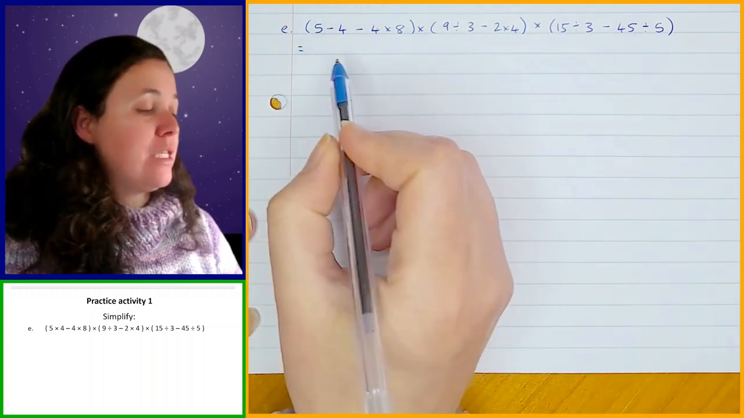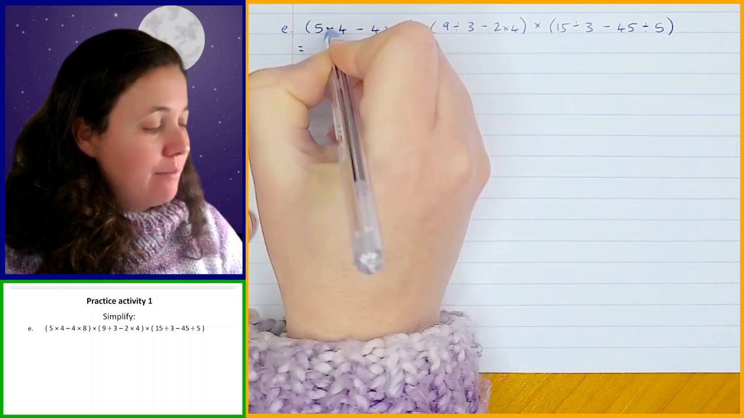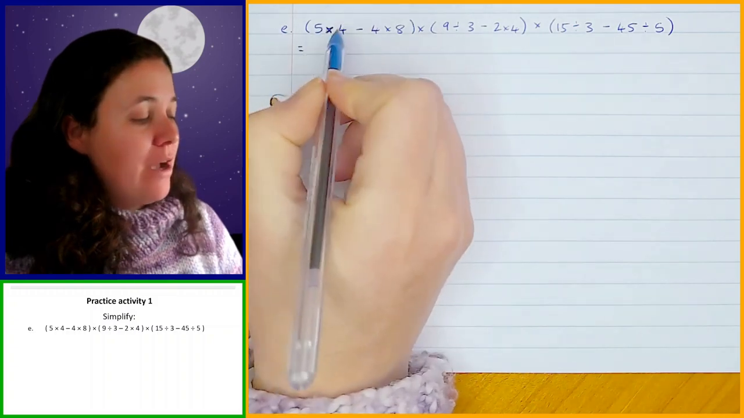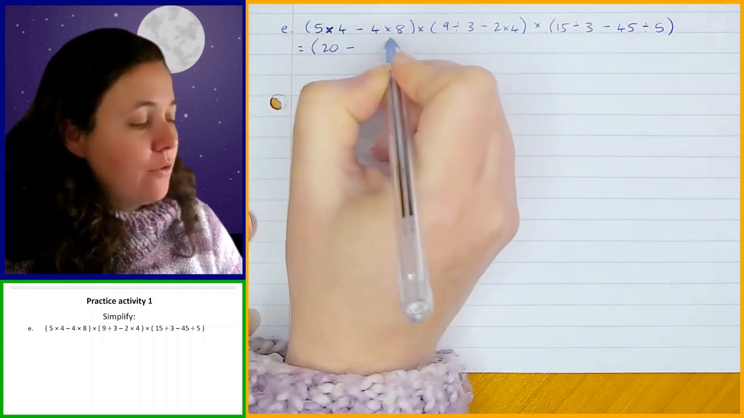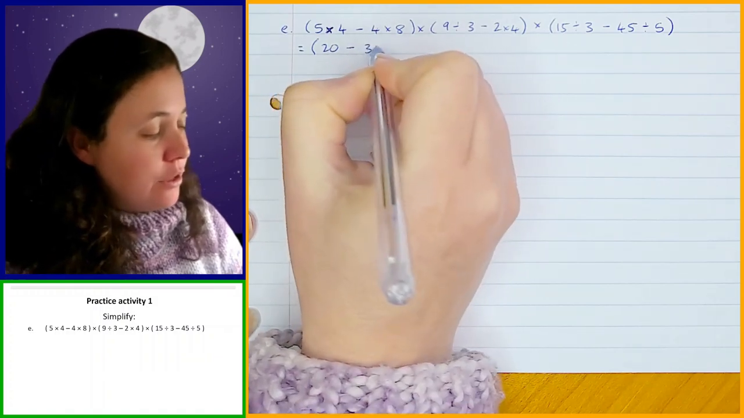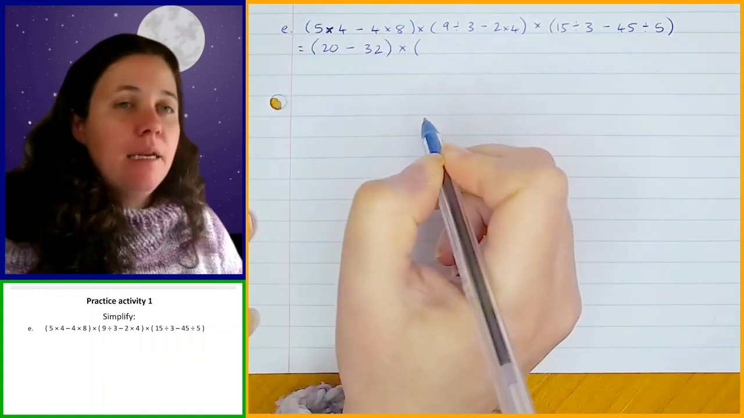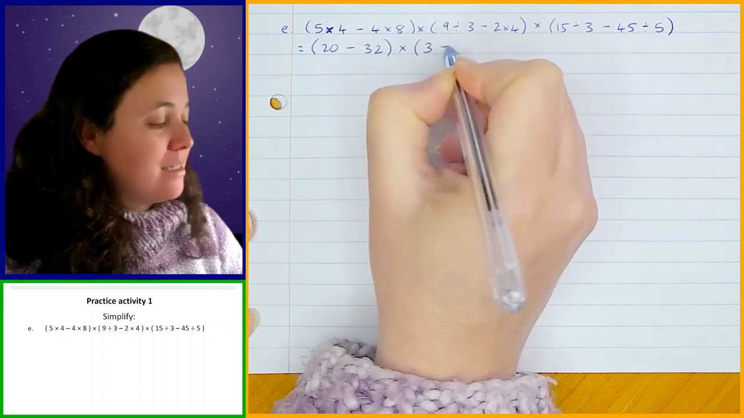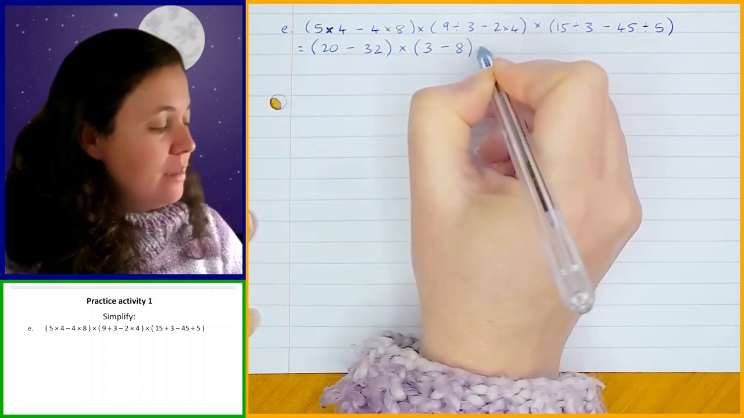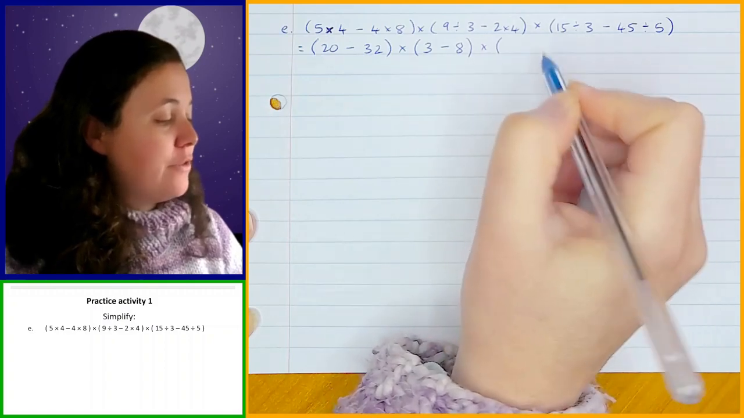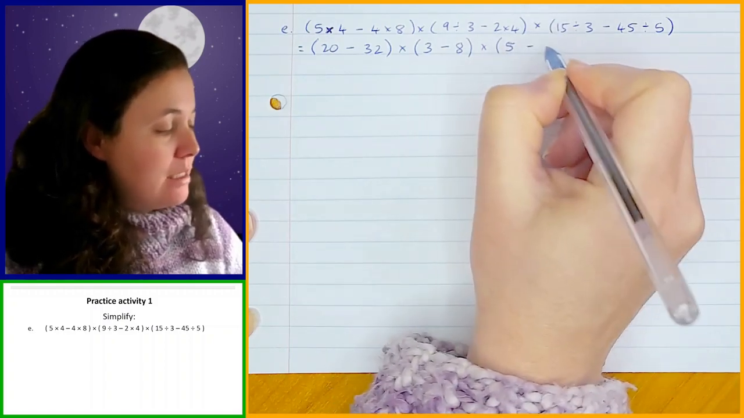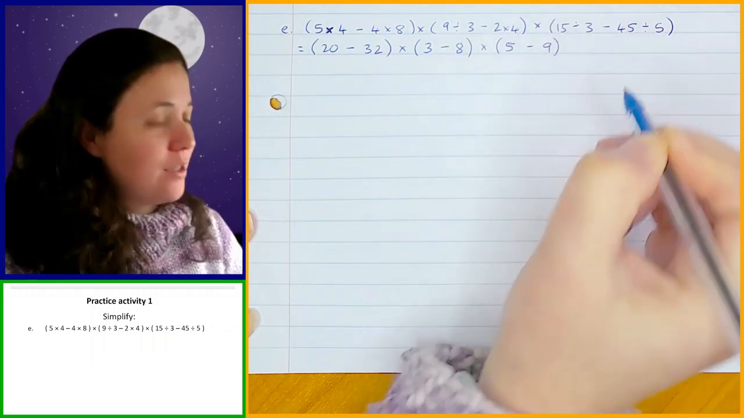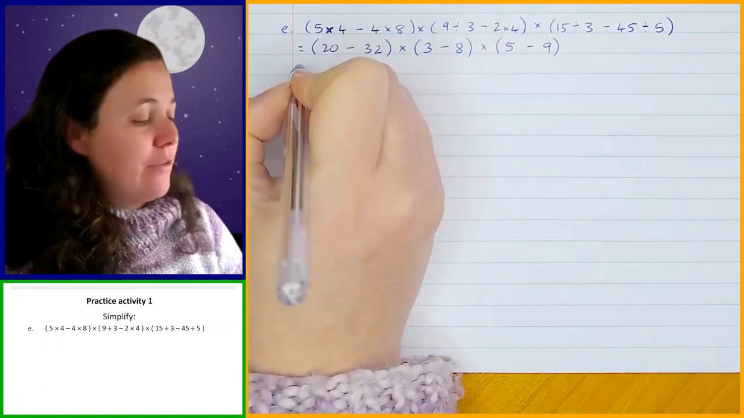Okay, so the first thing we're going to do is our multiplication and division inside our brackets. So first of all, 5 times 4 is 20 minus 4 times 8 is 32, times, then in the new brackets, 9 divided by 3 gives me 3, minus 2 times 4 is 8, times, in the last set of brackets, 15 divided by 3 is 5 minus 45 divided by 5 is 9.